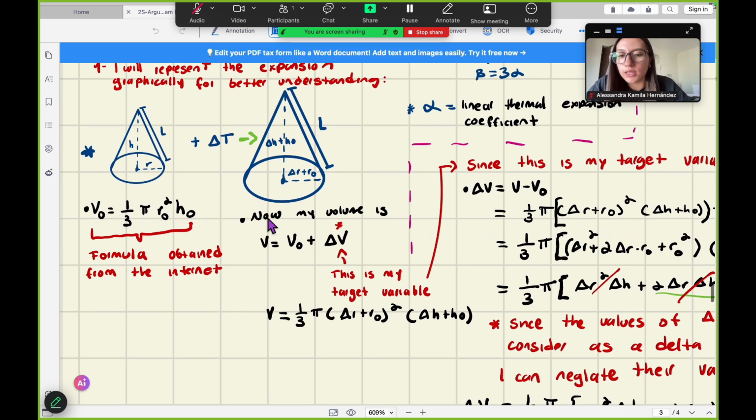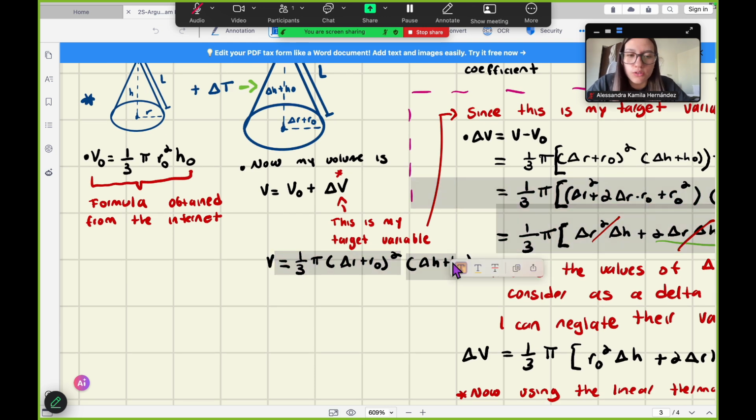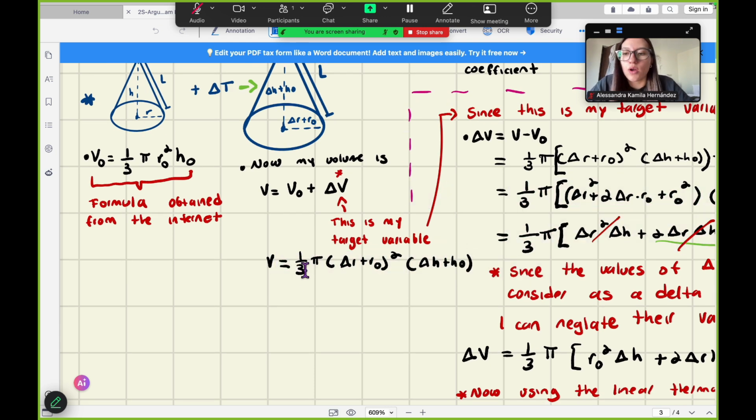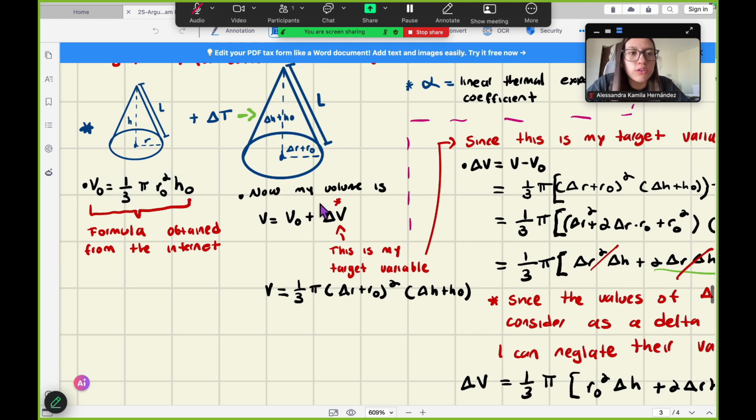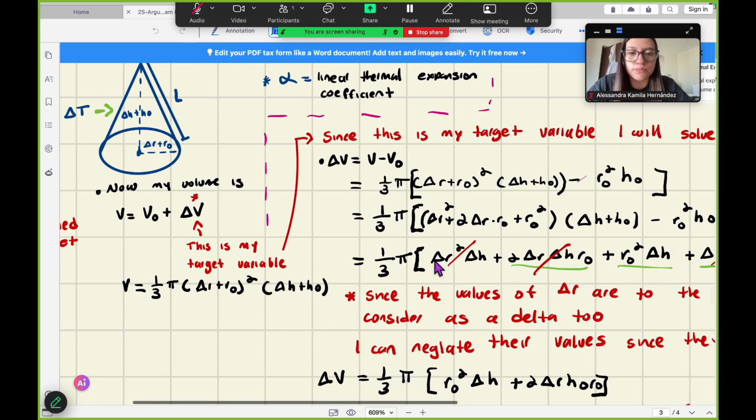I obtained it from the internet, and the volume of the expanded object is going to be my initial volume plus the delta volume, because the height and the radius are being changed. So I need to consider that my volume is now following this same formula, but with different values for the radius and the height. So that's why it's delta R plus initial R times the delta H plus the initial H.